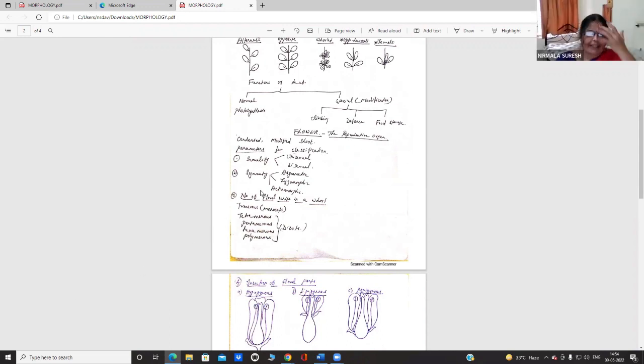Thanks. So what are the parameters? First parameter is sexuality. Here you introduce the terms unisexual flowers and bisexual flowers, or the better terms, monoecious and dioecious. Because in class 12, the child is going to get introduced to monoecious and dioecious. In class 11 itself, we can start, so when the child comes to class 12, it becomes very easy.